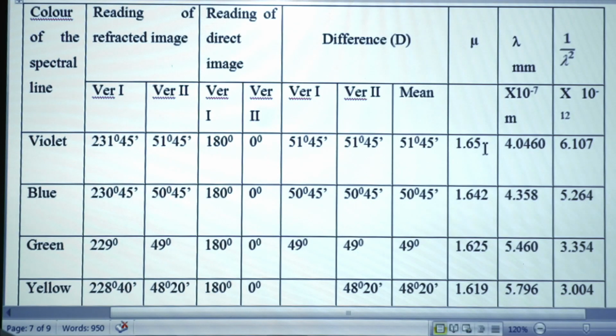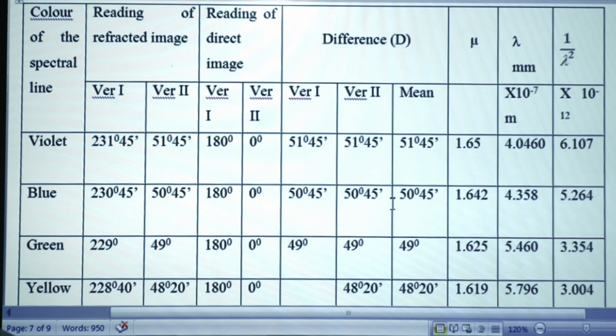Then we can calculate the value of mu, sin((A plus D) by 2) divided by sin(A by 2), and we obtain 1.65. The wavelength lambda of violet is taken from the table, that is 4.0640 into 10 to the power minus 7. Then 1 by lambda square is calculated. Similarly, we repeated this for the blue line.